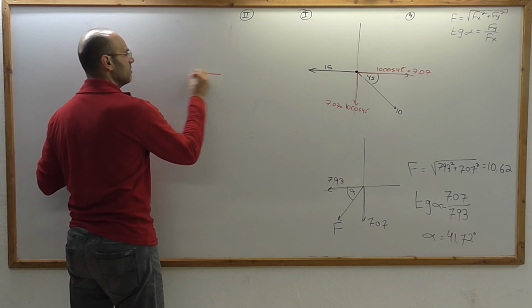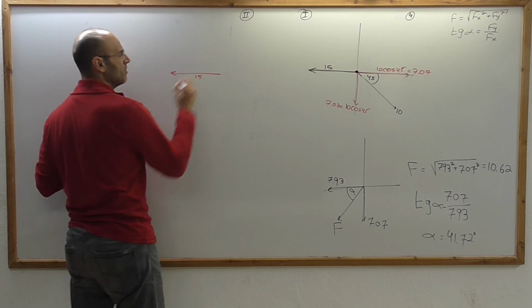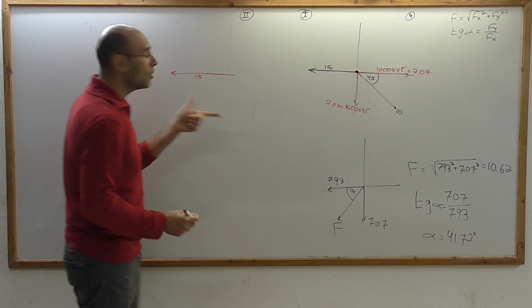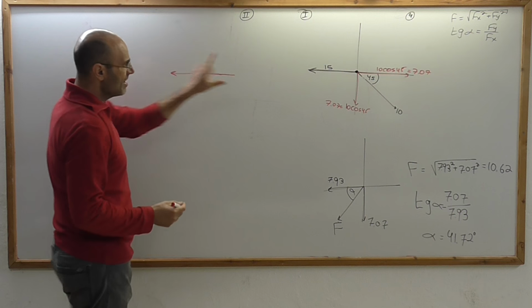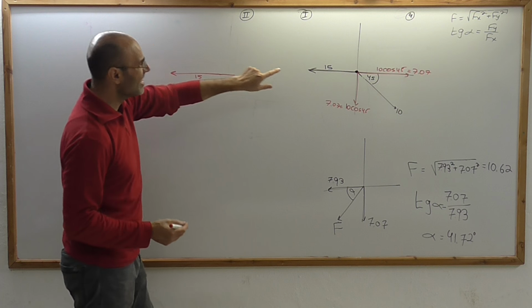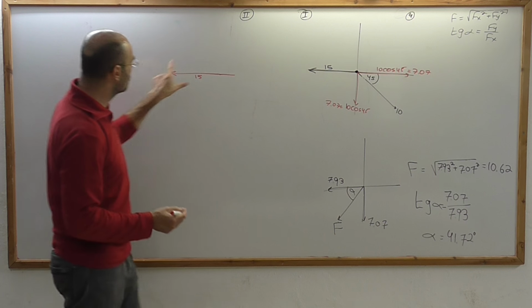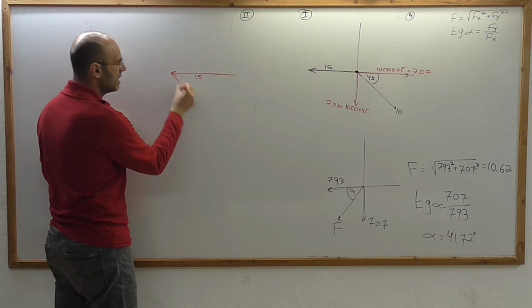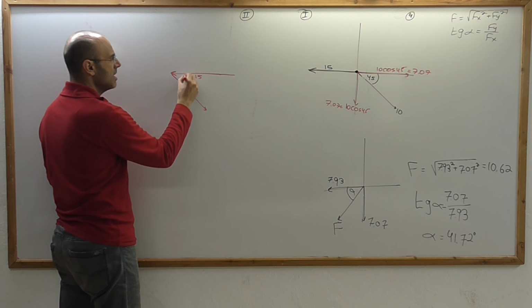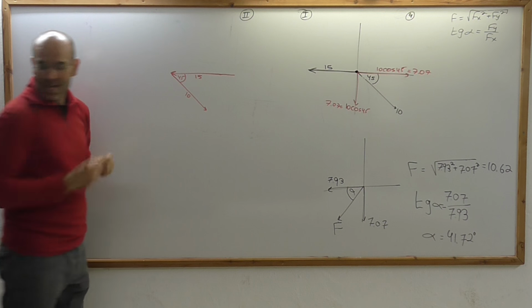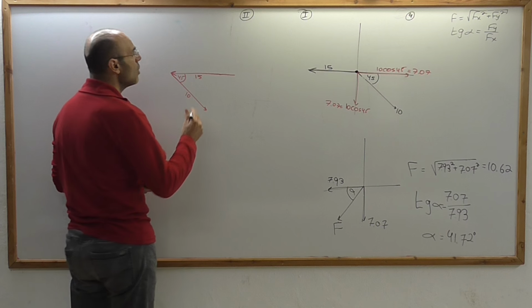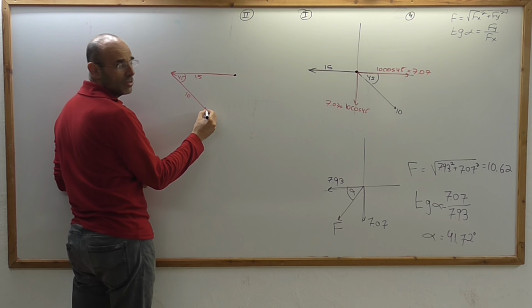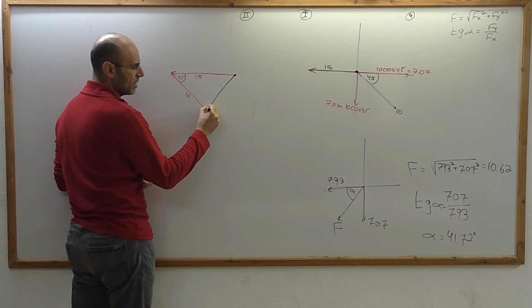I take the 15, this is 15, and I want to add to it the 10. So how do I do it? I take the 10, I take its tail and put it to this one's head at the angle and maintain the 45 degrees, like that. This is 10, this is 45 degrees. The resultant vector will always be from the tail of the first to the head of the last, this one.